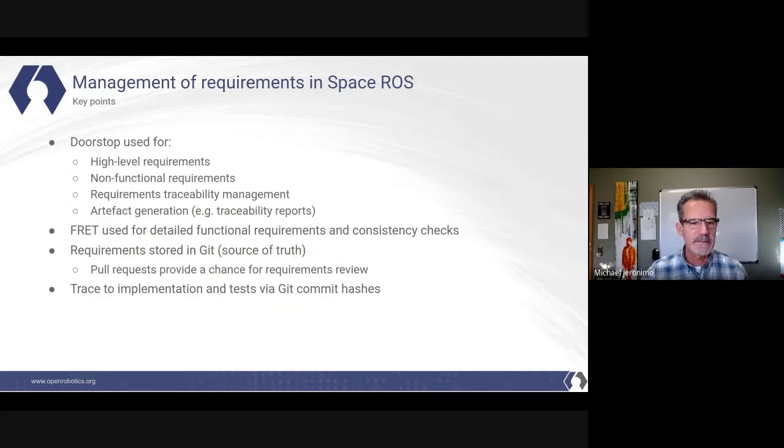I think I basically covered all of this. This is the summary: Doorstop for the requirements, traceability, and generation of artifacts, and FRET used for analysis and consistency checks, having the single source of truth in Git, and being able to trace all the way down to the implementation and tests.